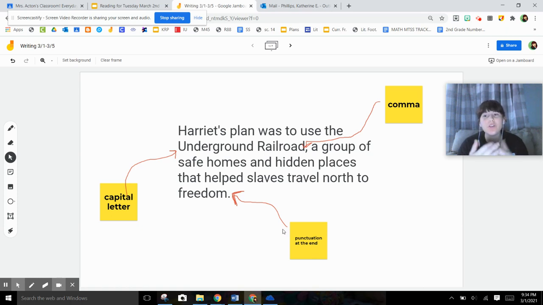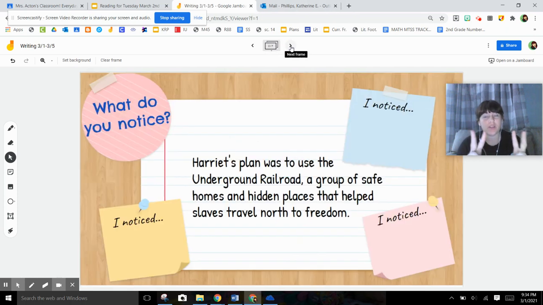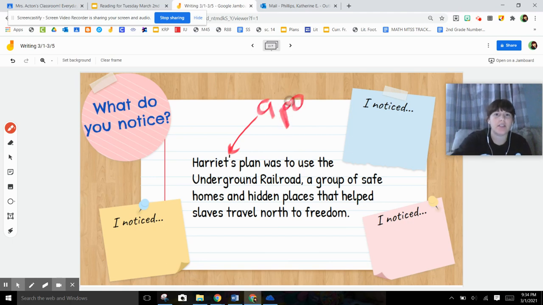And then I asked you to go and notice 3 things about the sentence. There were 2 things that I absolutely wanted you to notice, and I think I kind of hinted at it a little bit in the video. The one thing that I really wanted you to notice was this thing right here, which is an apostrophe. I know that Miss Acton has talked to you guys about apostrophes. It's a hard word.